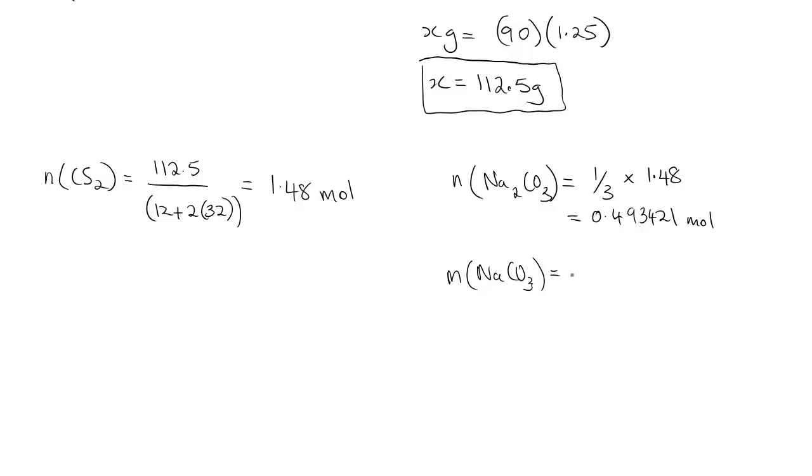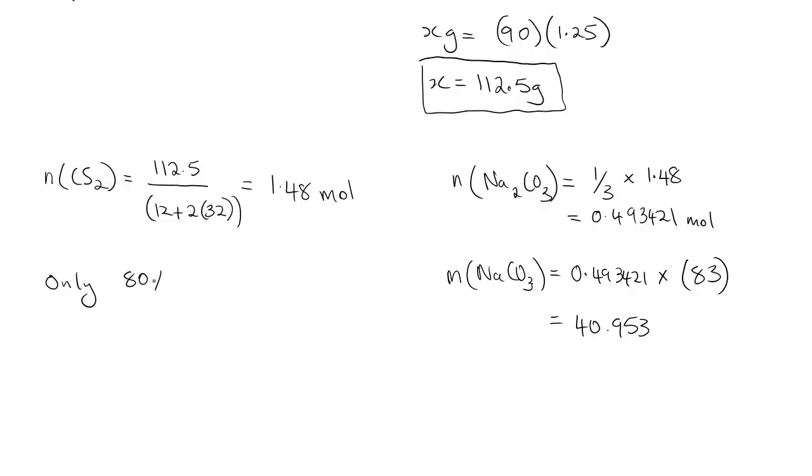So the mass is the mole times the molar mass. So the molar mass in this case is 23 plus 12 plus 48. So 83 is the molar mass. And the mass is 40.953. But one of the things that, of course, I've forgotten is that it's only 80% efficient.